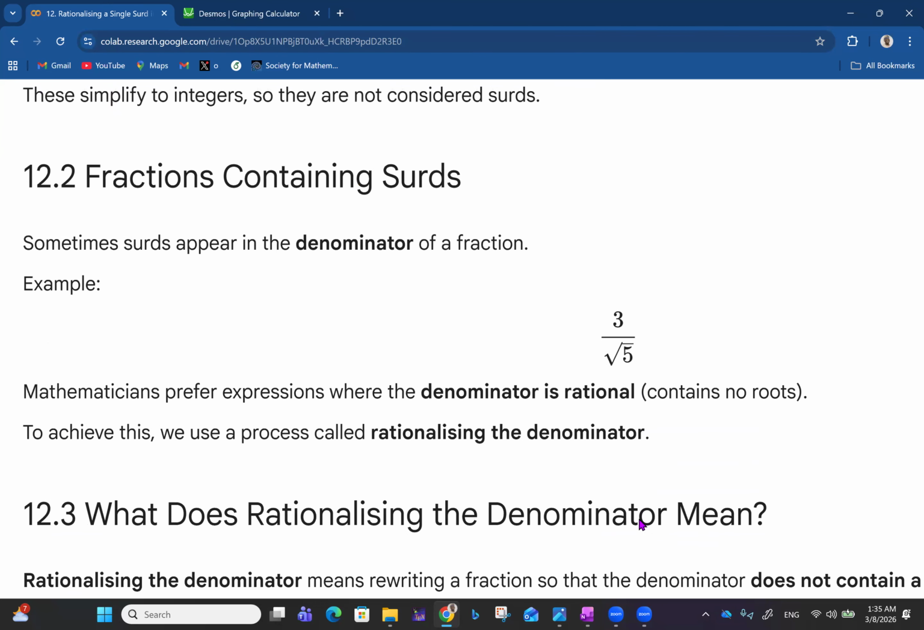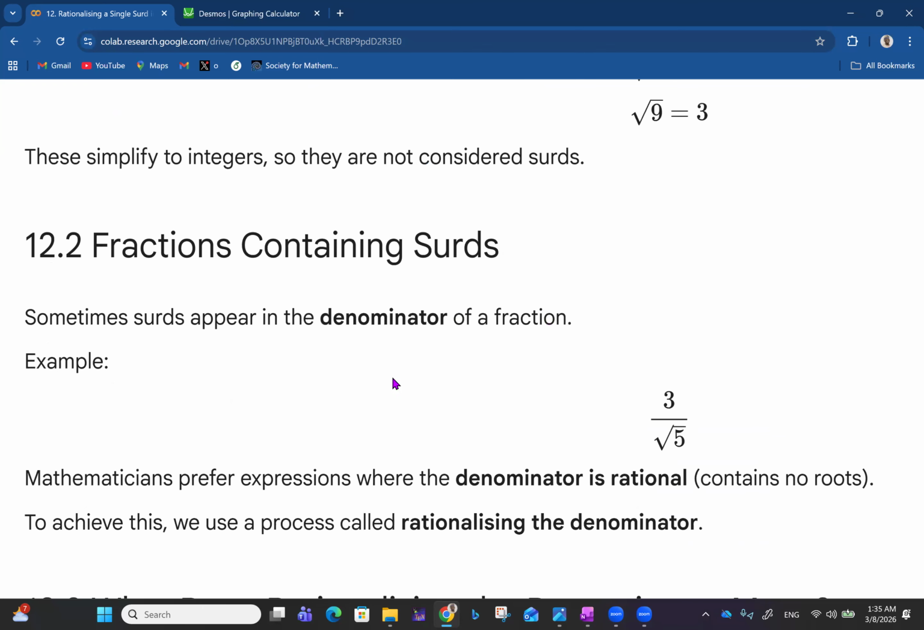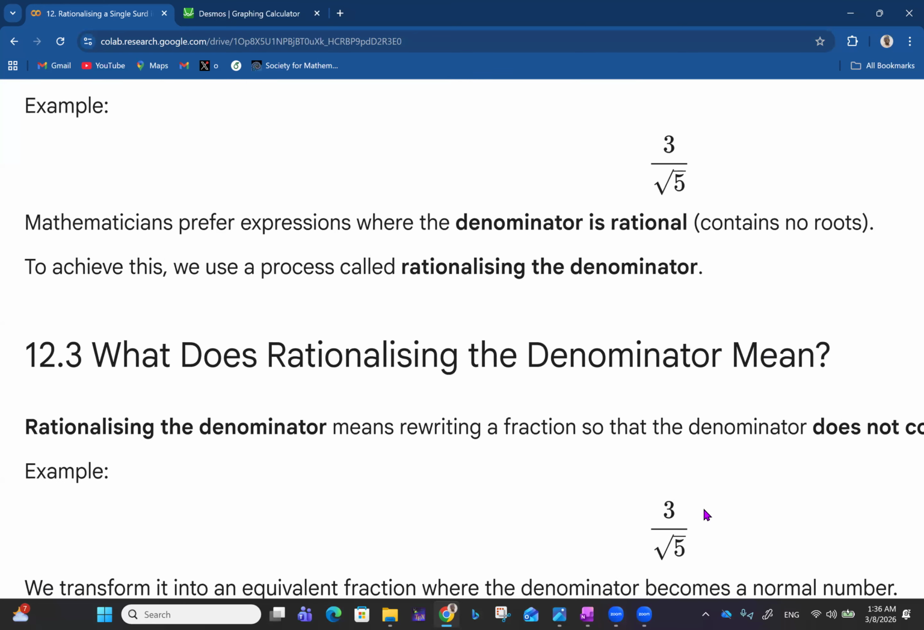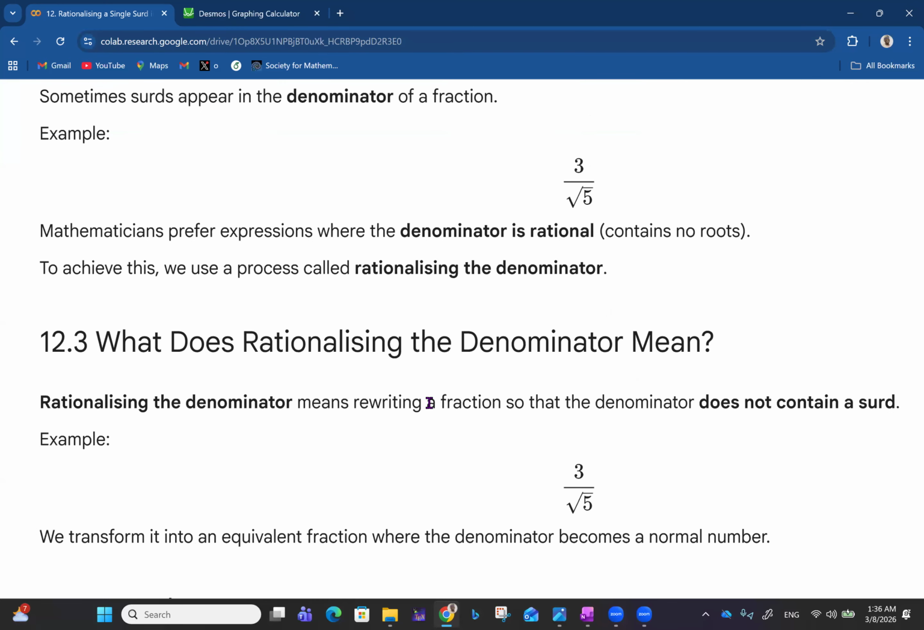Okay, so next we look at fractions containing surds. Sometimes surds appear in the denominator of a fraction. An example is 3 over root 5. Mathematicians prefer expressions where the denominator is rational, that is, contains no roots. We don't want that radical of square roots. To achieve this, we use a process called rationalizing the denominator, which is a pretty simple process, and you'll see the idea very soon. Rationalizing the denominator means rewriting a fraction so that the denominator does not contain a surd.